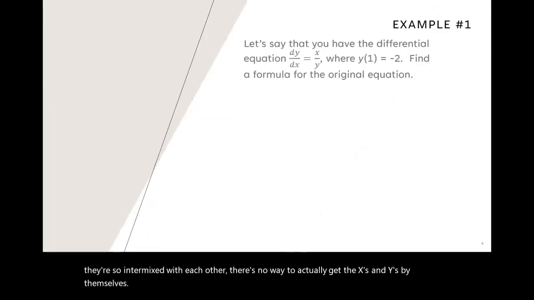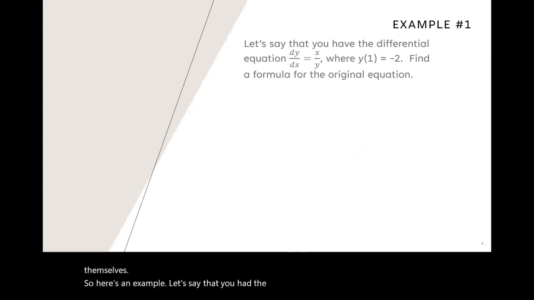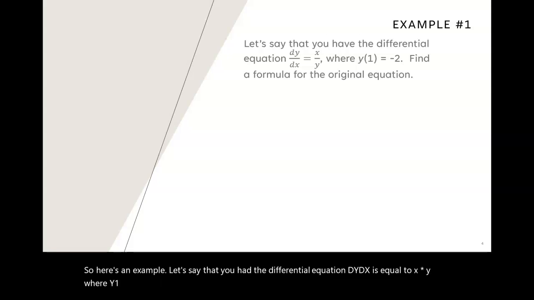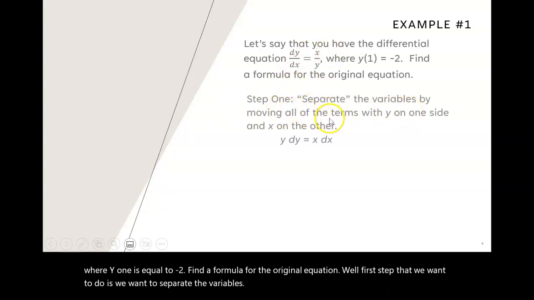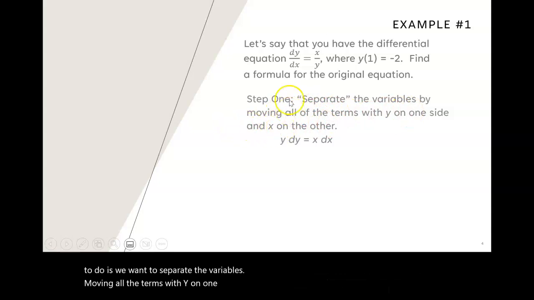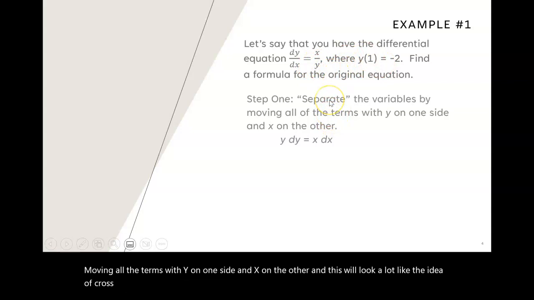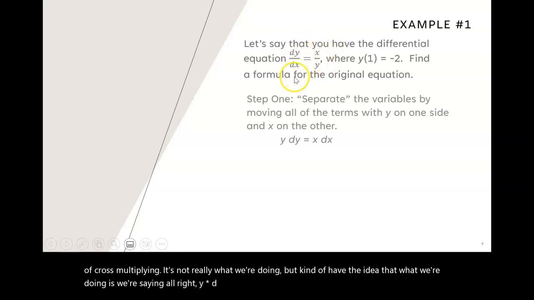So here's an example. Let's say that you have the differential equation dy/dx is equal to x times y, where y of 1 is equal to negative 2. Find a formula for the original equation. Well, the first step that we want to do is separate the variables by moving all the terms with y on one side and x on the other. And this will look a lot like the idea of cross-multiplying. It's not really what we're doing, but the idea is we're saying, all right, y times dy has to equal x times dx.